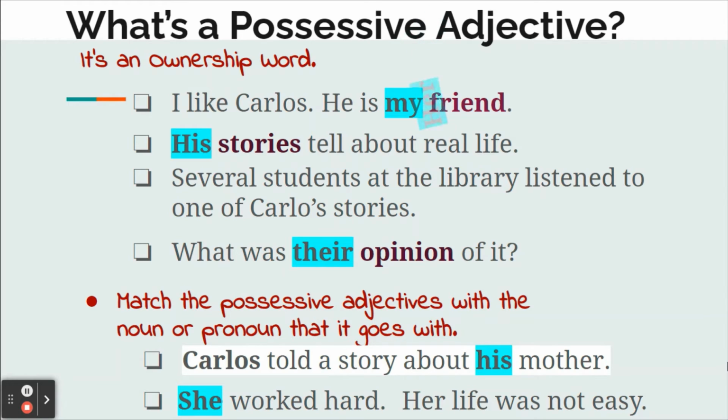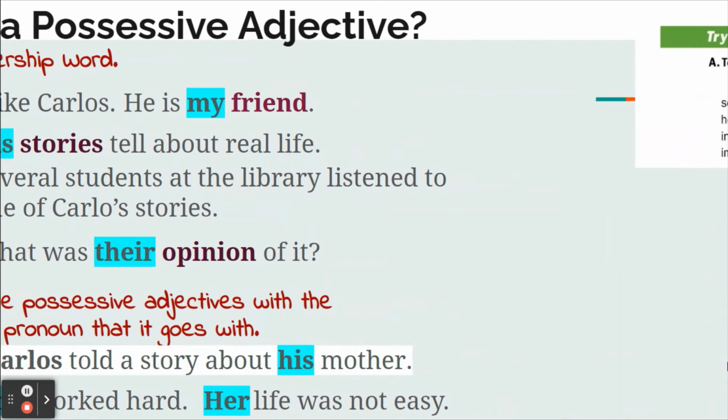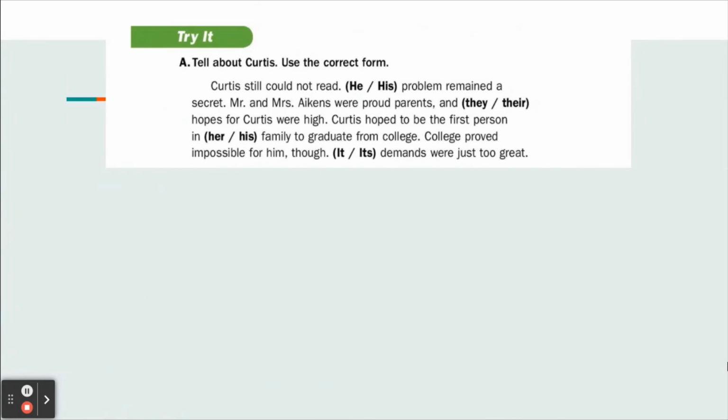Okay, let's go ahead and do some examples here together. Okay, let's look at this. So what I want you to do is pause the video and try to choose the correct word to complete the sentence. Okay? So it could be a pronoun or it could be a possessive adjective. See what completes the sentence.